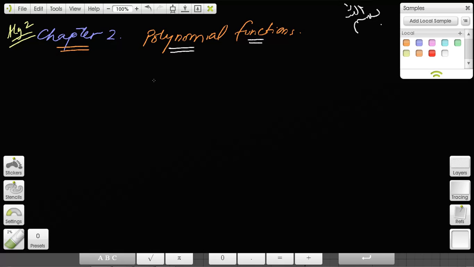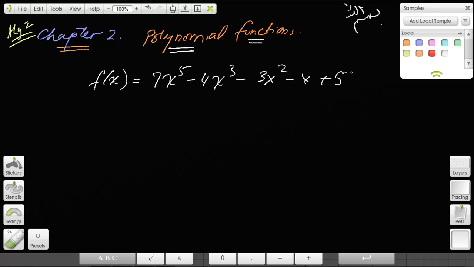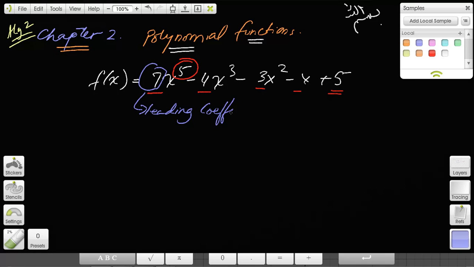Now, you already know what a polynomial function is. We've described this before. Here's an example: 7x to the fifth minus 4x cubed minus 3x squared minus x plus 5. That's a polynomial function of fifth degree. We talked about this before. And these are the coefficients of the variables. This is 1 here, and that's the constant term. And we even said this is called the leading coefficient. That's the leading coefficient. So this is an example of a polynomial function.